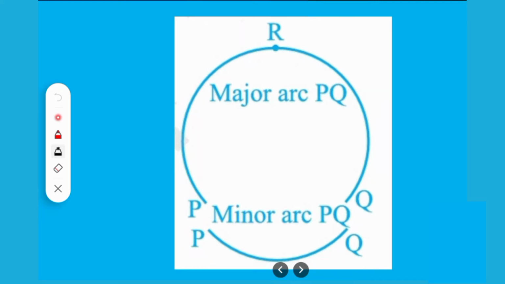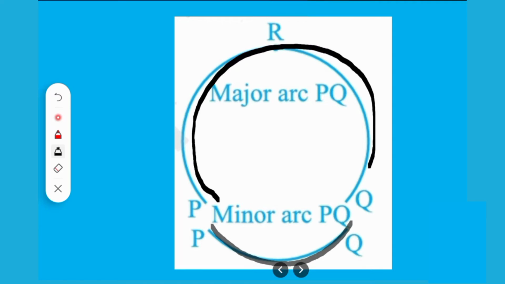Now, one part of the circumference is known as the arc, this circular path. If we divide that circumference into two parts, the major part, P, R and Q, is known as the major arc and the minor part is known as the minor arc.